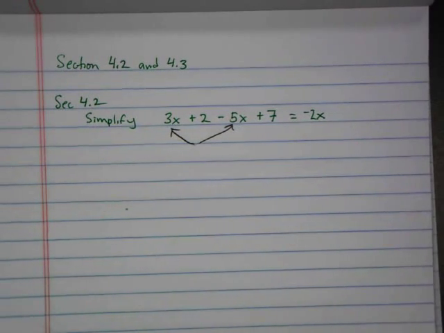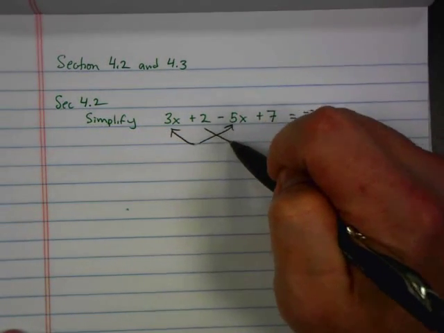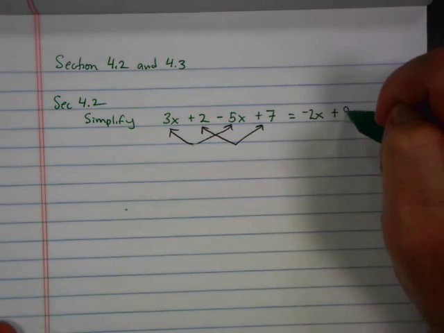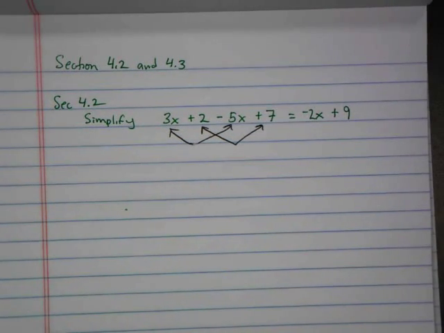And then what else do you have for like terms? 2 and 7. Your numbers, 2 and 7. 2 and 7 make? 9. So our answer would be minus 2x plus 9.